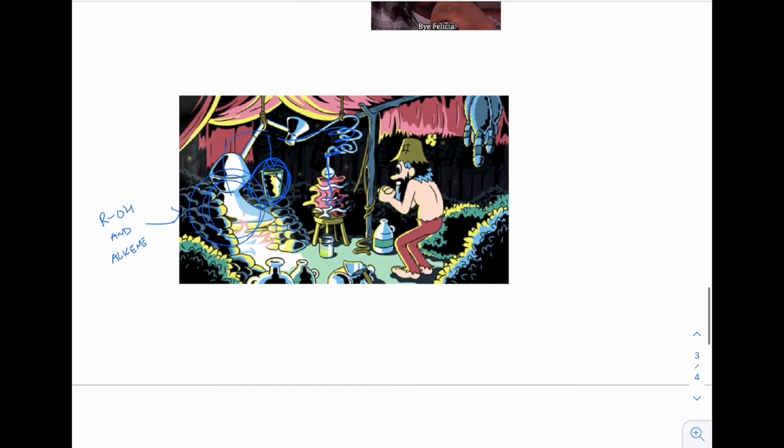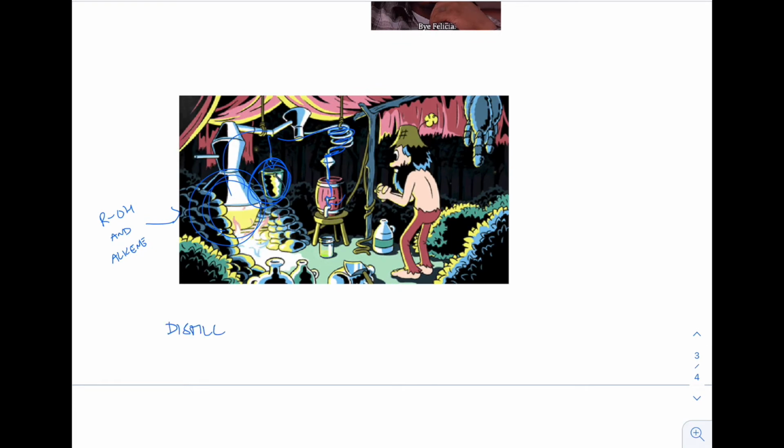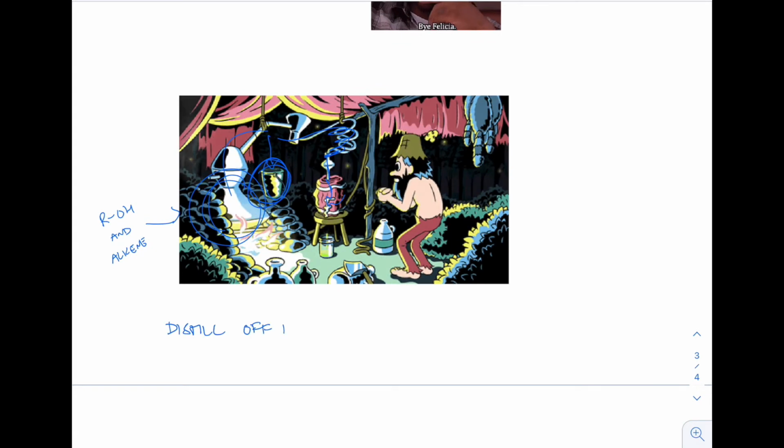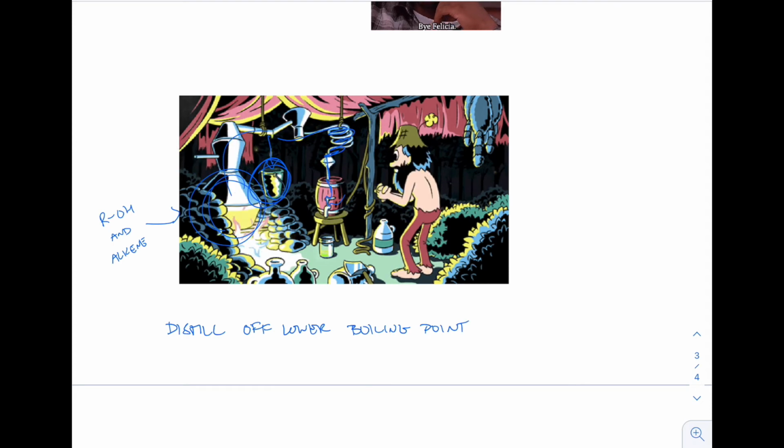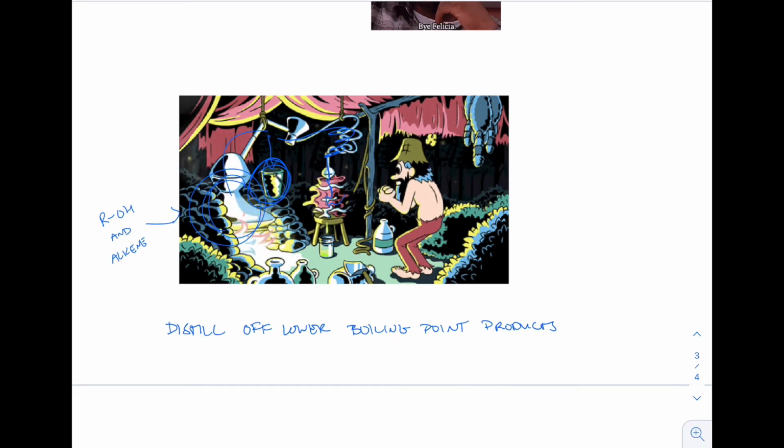I'm going to give you a terrible drawing of my own, but basically the point is that you can distill off the lower boiling point alkene products. And again, they're lower boiling point because they have fewer intermolecular forces, i.e. hydrogen bonding is not an option in an alkene. And so here's my super cool drawing of a round bottom flask. And then we have a distillation adapter. And it could extend down like this, a little curve, and then you have another collection flask, right?